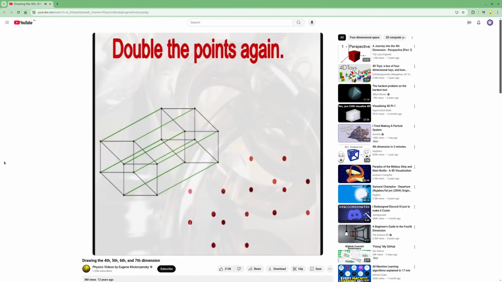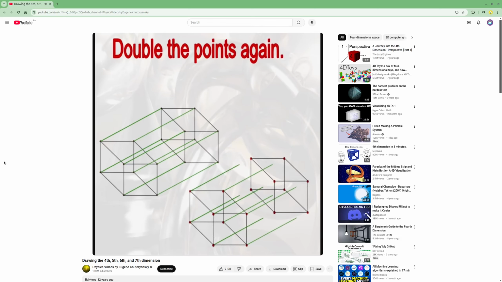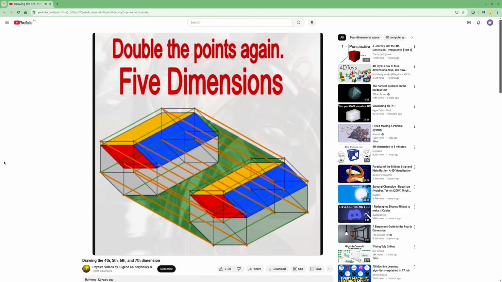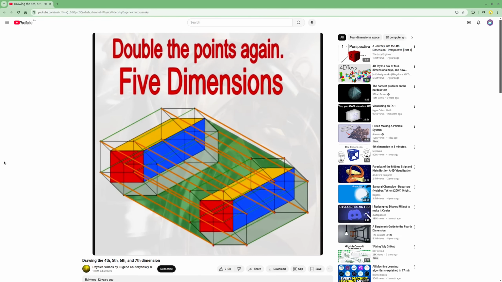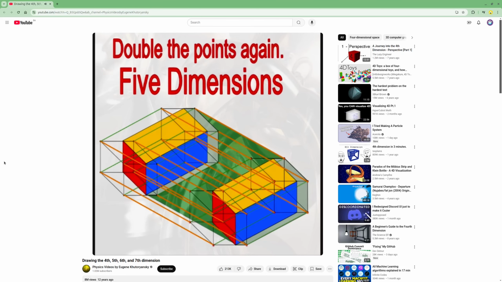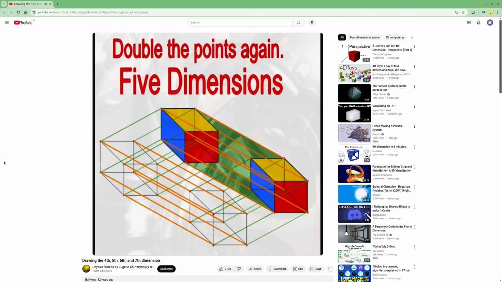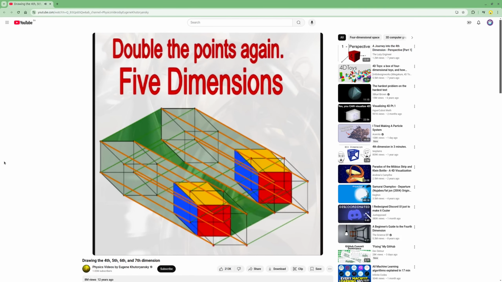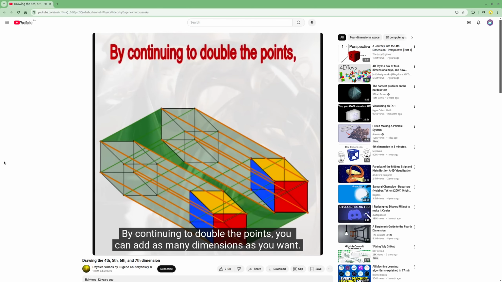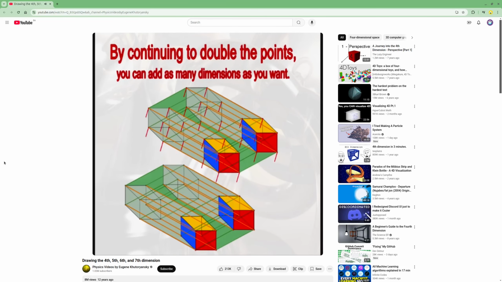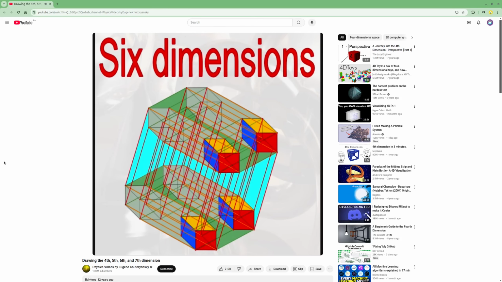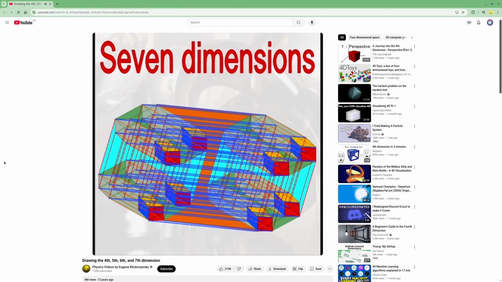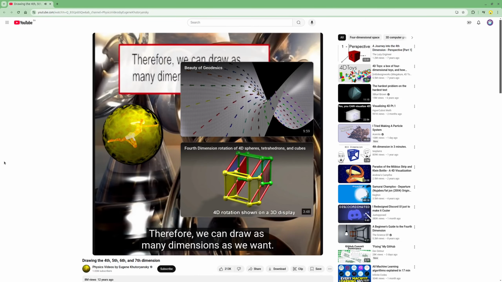Double the points again, and you have 5 dimensions. By continuing to double the points, you can add as many dimensions as you want. 6 dimensions. 7 dimensions. Therefore, we can draw as many dimensions as we want.